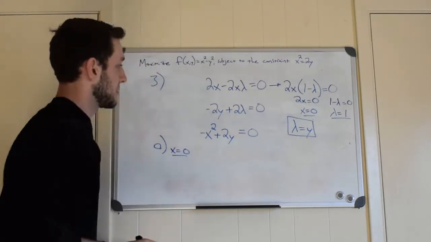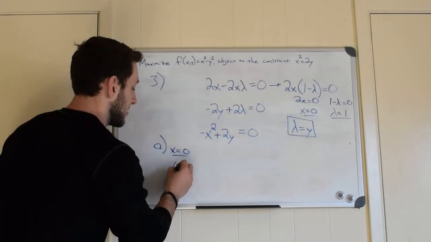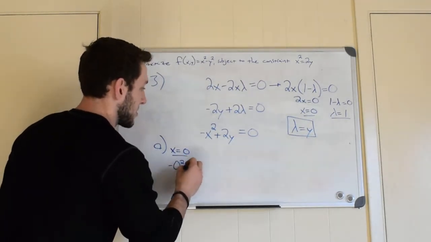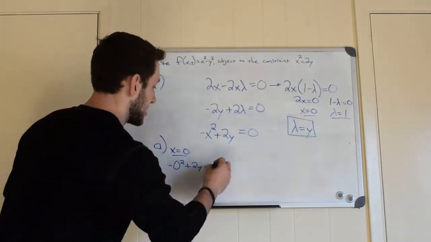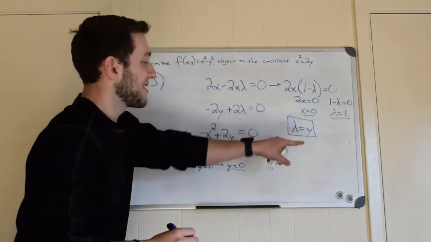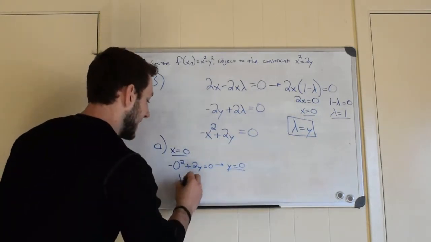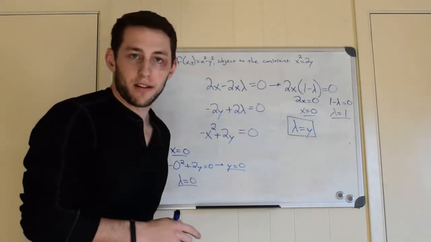Well, when x equals 0, from this equation right here, we can say that negative 0 squared plus 2y equals 0. Well, that just tells me y equals 0. But then from this equation right here, we have that lambda equals 0. That's my first set of solutions.